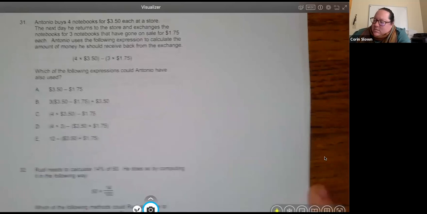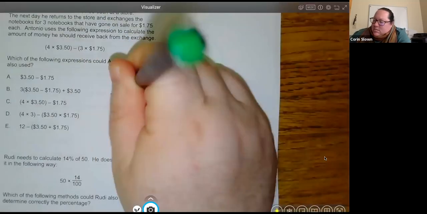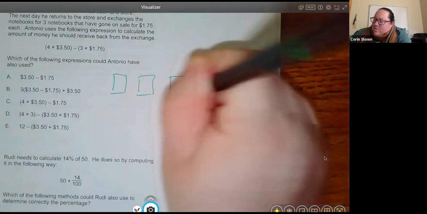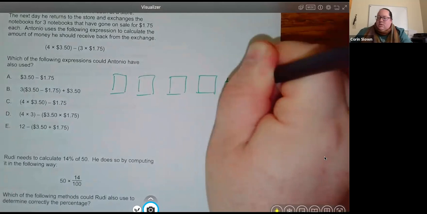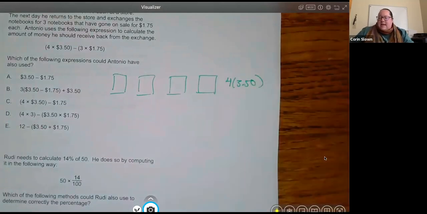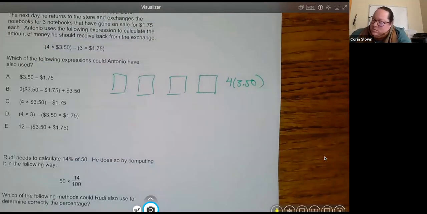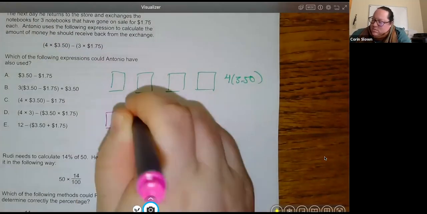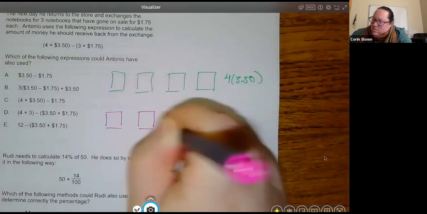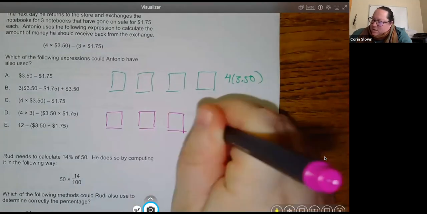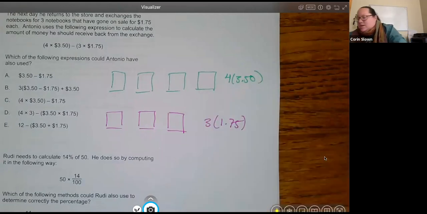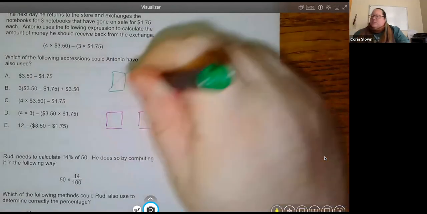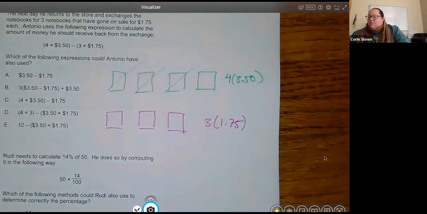So if he's got four notebooks, right? So 4 times $3.50. And instead, he returns three and instead purchases 3 for $1.75. So if we're thinking about this, he's returned these guys, so he needs to get back the money for those, right? And he's already paid $3.50.